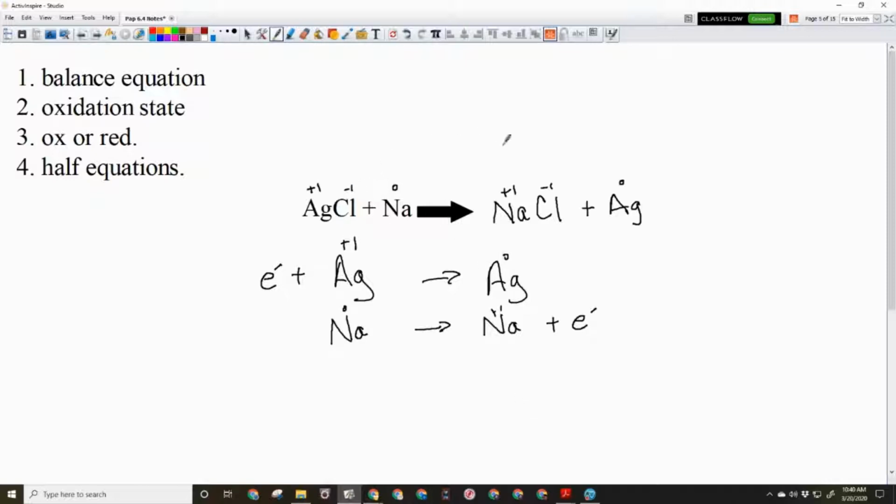Now the chlorine doesn't change its oxidation number, so we don't have to worry about that. That's more like a spectator ion. It doesn't change. We're just looking at what changes its oxidation number.